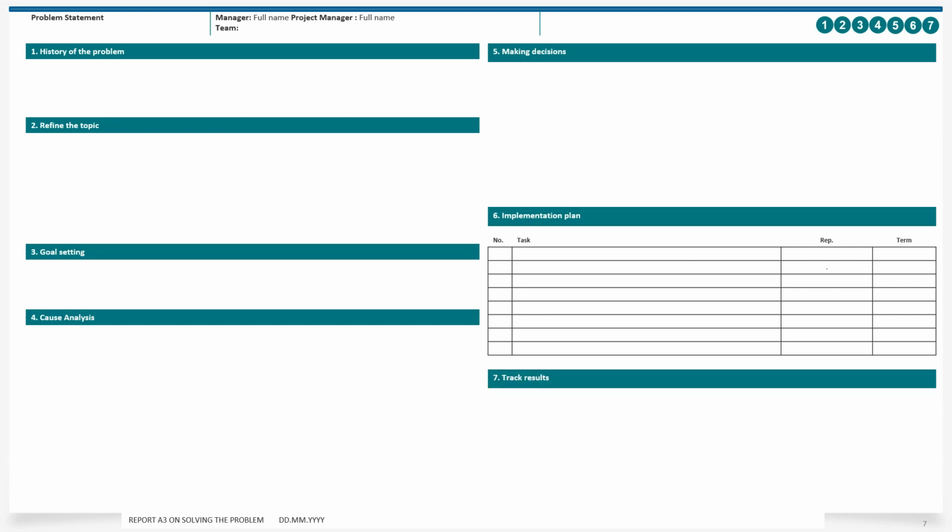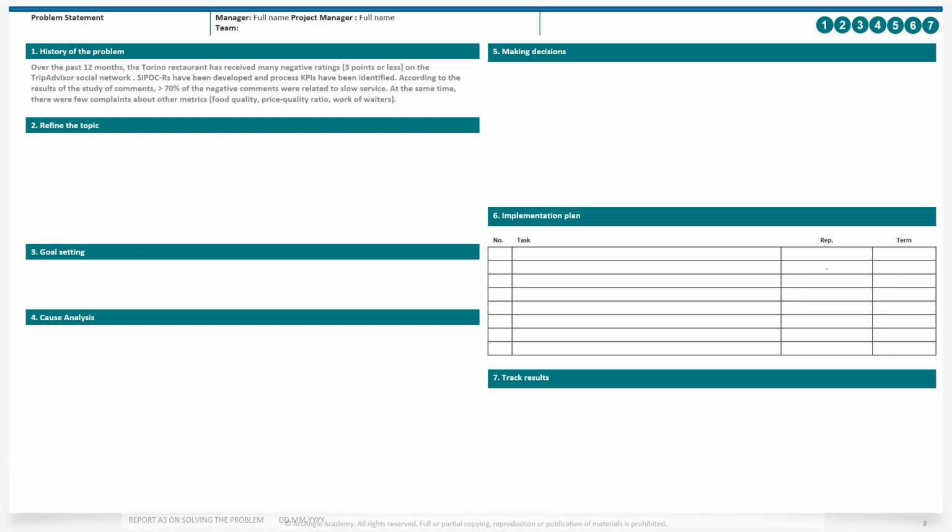Step 6, solution implementation. This step involves developing an implementation plan for the chosen solution and executing it. The team monitors the progress, makes necessary adjustments, and ensures the successful implementation of the solution. Step 7, results tracking. This final step focuses on tracking and evaluating the outcomes of the implemented solution. It includes comparing the before and after results, conducting assessments, and capturing any lessons learned during the process.